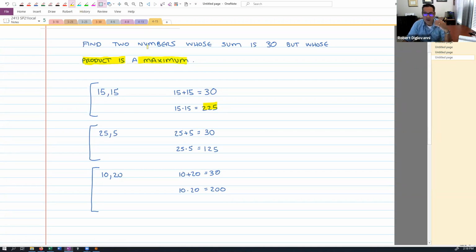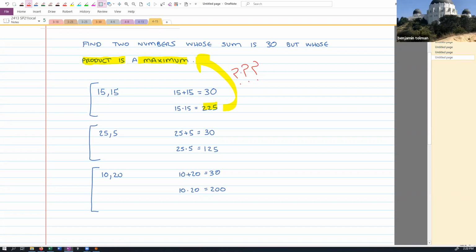Do y'all see what I mean by this? This product right here appears to be the maximum, but the question is, is it? Are we sure there's no two other numbers that add up to be 30 and give us maybe a bigger product? Do I understand the problem? Yes. Okay, so watch how I'm going to formulate this.